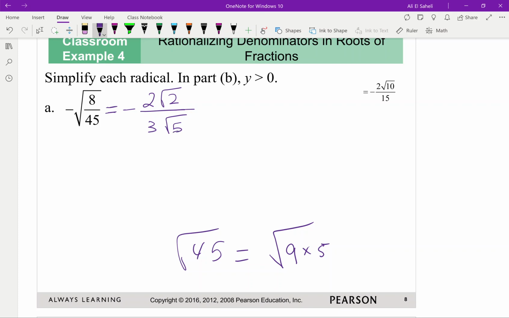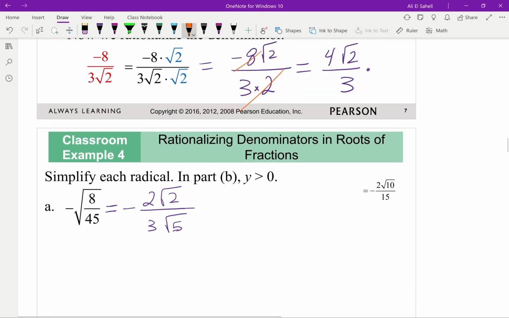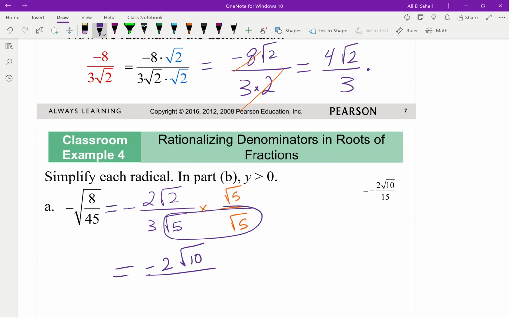So what we need to get rid of is the radical 5. So we multiply by radical 5 over radical 5. So this is minus 2 radical 5 times radical 2 is radical 10, divided by radical 5 times radical 5 is 5, times 3 is 15.